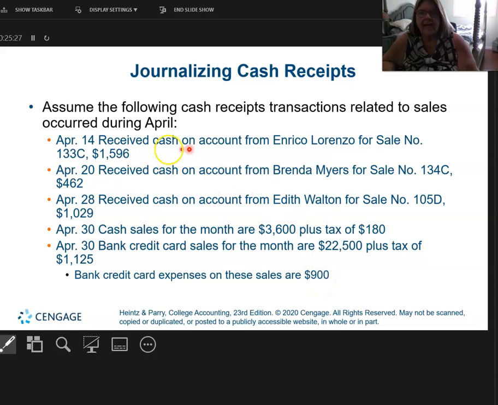So we receive cash on account. In other words, they're sending us money to pay what they owe us, and that's how much they send us. Cash on account, cash on account, cash sales for the month. So this is money I actually got cash for when I sold the product. And then bank credit card sales for the month are $22,500 plus taxes of this. And on this sales, I have $900 in fees.